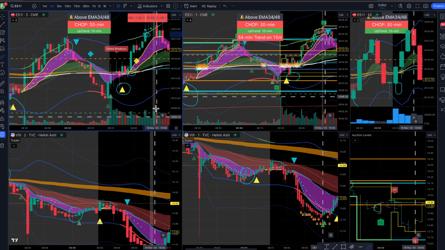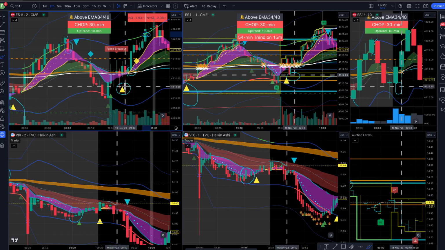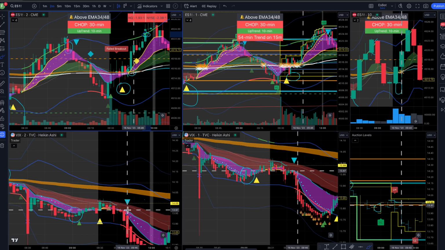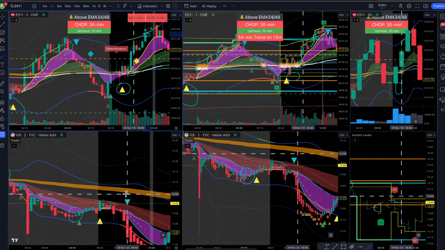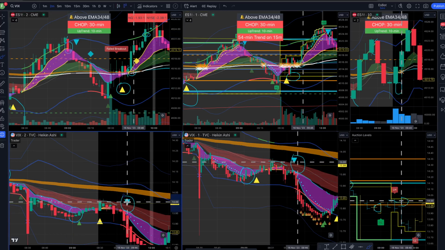Okay, so we get in here now. So we're in here. We see this yellow triangle. Now we get confirmation on VIX. This is the guy we want to look at more. And we can see a blue triangle. So we're like, okay, I feel better about it.